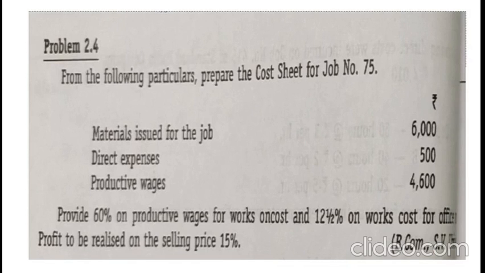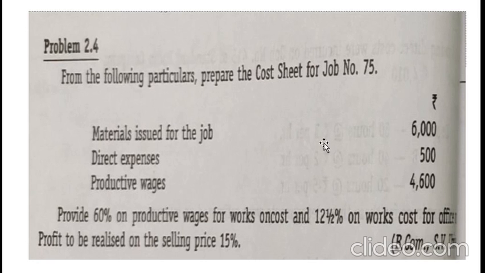So we will be discussing problem number 2.4 from the chapter Job Costing. In this problem, from the following particulars, prepare the cost sheet for job number 75. They've given you the direct expenses here: materials issued for the job ₹6,000, direct expenses 500, productive wages 4,600. They've also given you an adjustment stating: provide 60% on productive wages for works on cost and 12.5% on works cost for office expenses. Profit to be realized on the selling price is 15%.